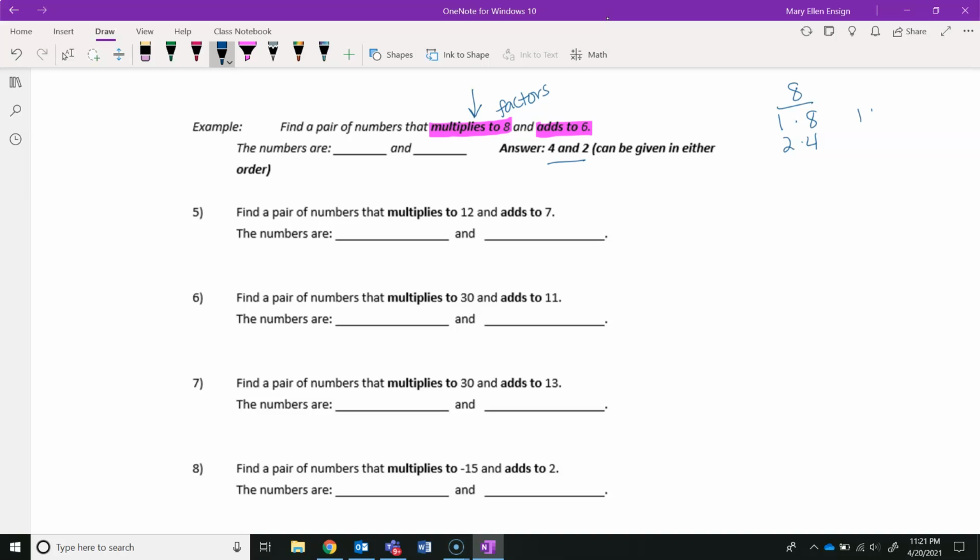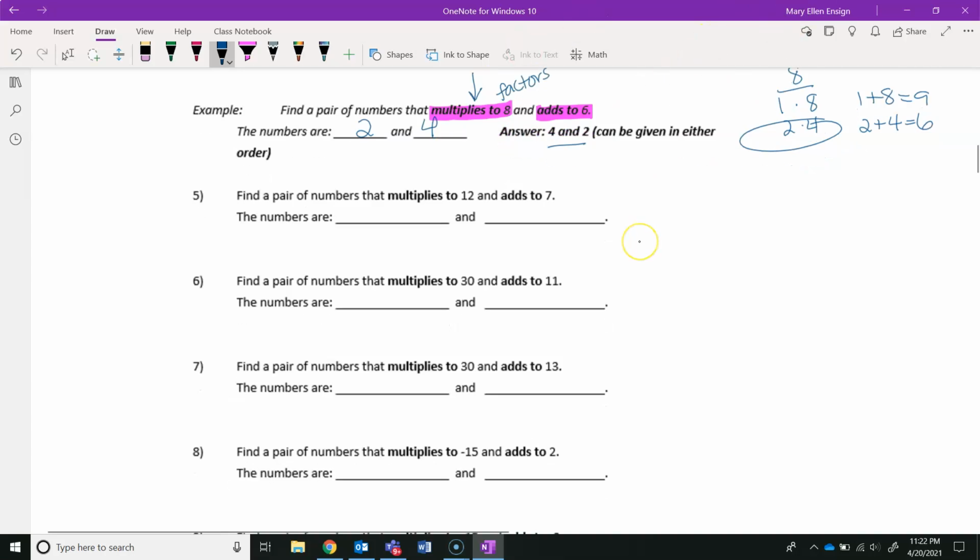Well, 1 plus 8 would add up to 9. 2 plus 4 would add up to 6. So 2 and 4 is a pair of numbers that does both of these. It multiplies to 8 and it adds to 6. So my numbers are 2 and 4. You can see here it can be in either order. And this will be part of a larger procedure in our factoring in a few minutes.